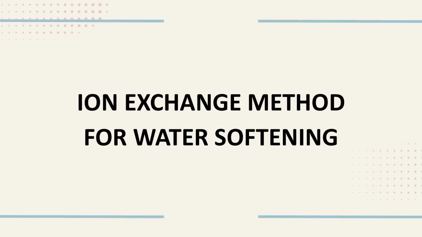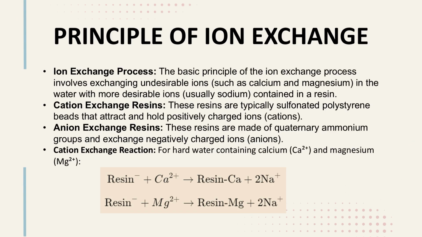Next, we have the ion exchange method, one of the most efficient methods for water softening. The basic principle here is that undesirable ions in the water, like calcium and magnesium, are exchanged with more desirable ions, usually sodium, contained in a special ion exchange resin. There are two main types of resins used: cation exchange resins, which attract and hold positively charged ions, like calcium and magnesium; anion exchange resins, which remove negatively charged ions, such as chlorides or sulfates.